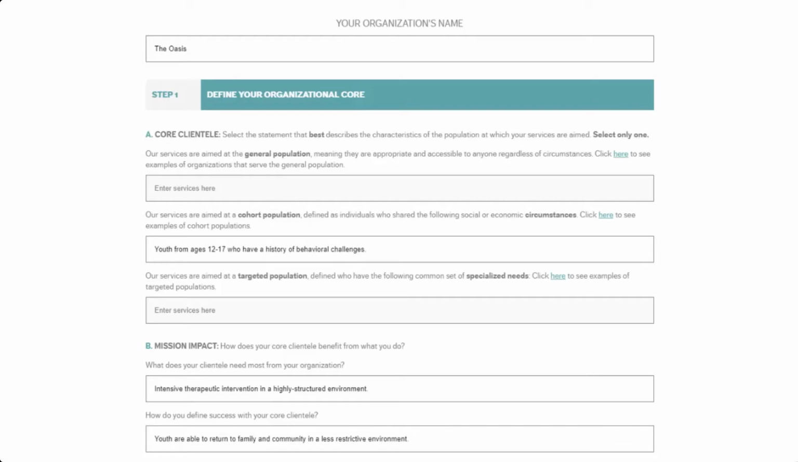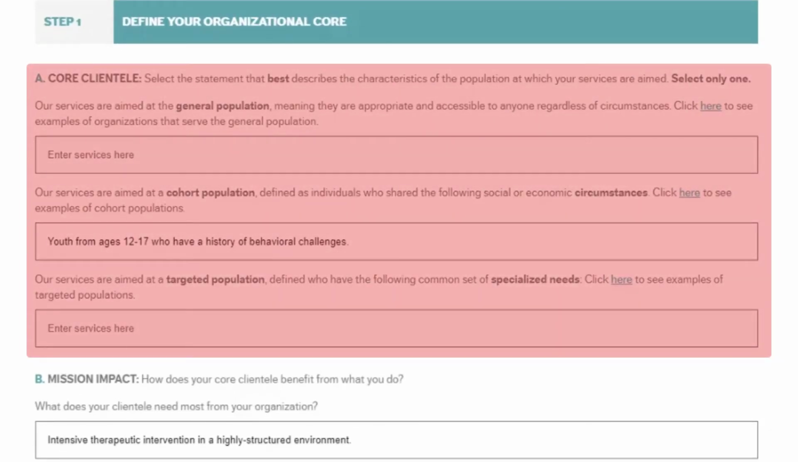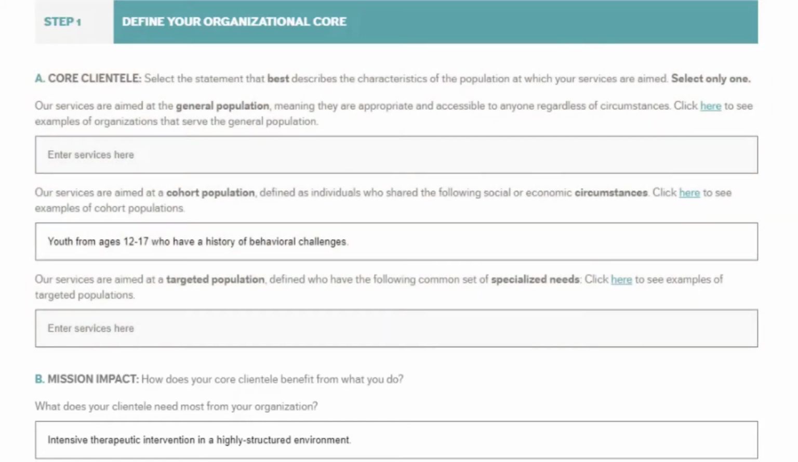The first step in the process is to define the elements of your organizational core, and there are three elements. The first one is the core clientele, and you're asked to select the statement that best describes the population at which your services are aimed. And the point here is to really narrow down and be as specific and precise as we can. So if you're serving a general population, that means that what you do is appropriate and accessible to anyone, things like libraries, arts organizations. That really doesn't have a specific population in mind. If that's you, then describe a little bit about that general population.